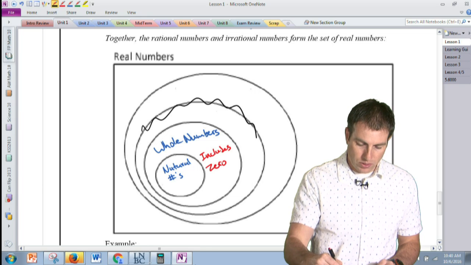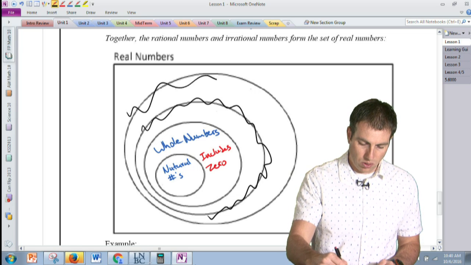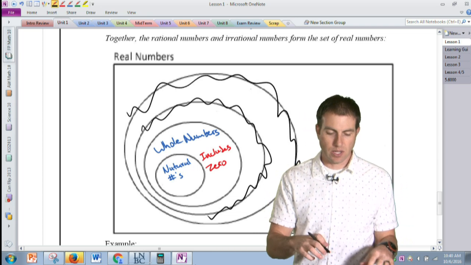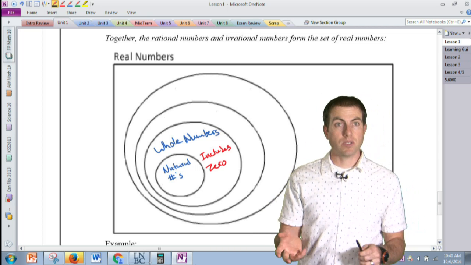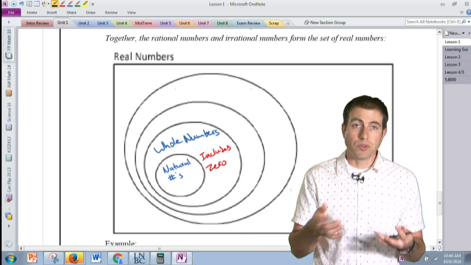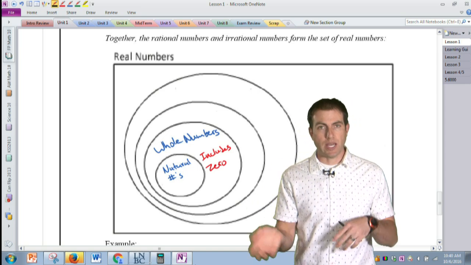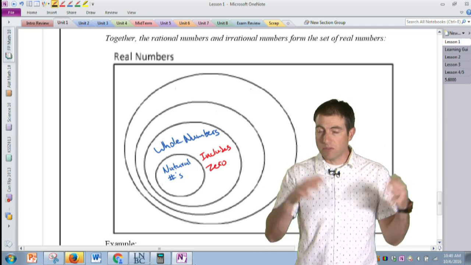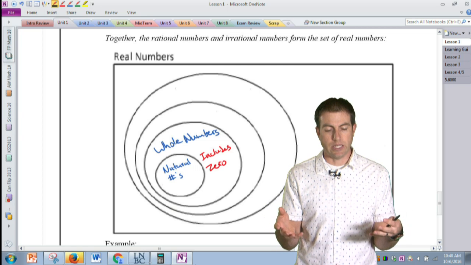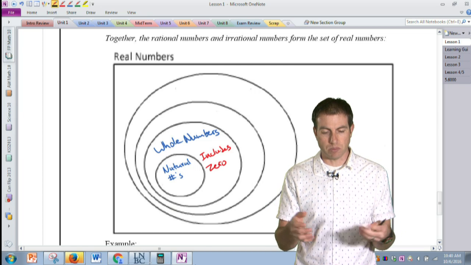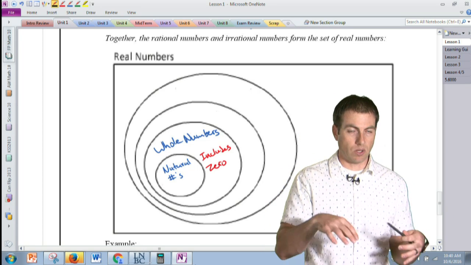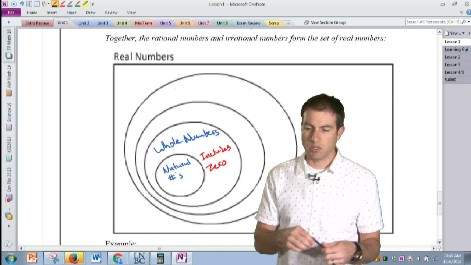If we ignore these outermost rings, and all we had was these two circles on the inside, all of our natural numbers are whole numbers. So 1, 2, 3, 4, 5, 6, 7. Those are all whole numbers. The difference is that all of the natural numbers are whole numbers, except 0 is now included in the whole number system. So all of the natural numbers are included in whole numbers.